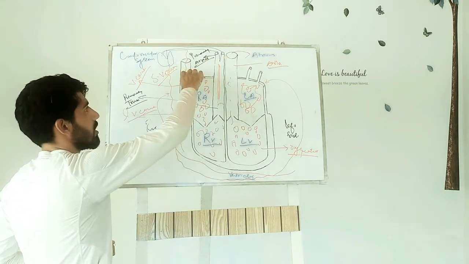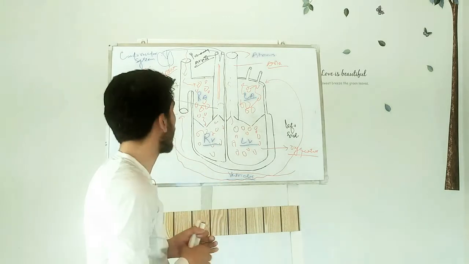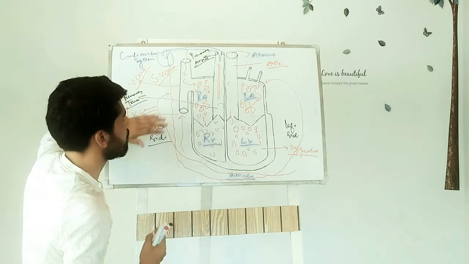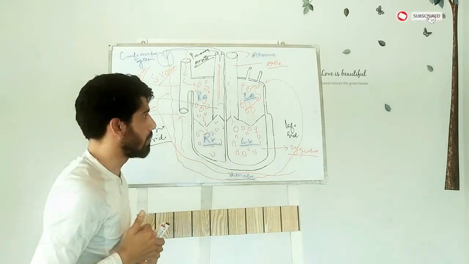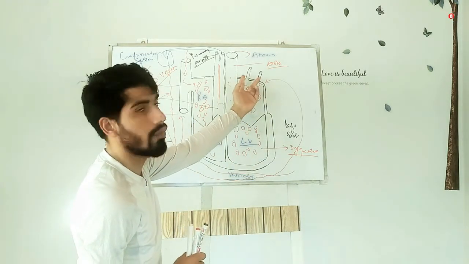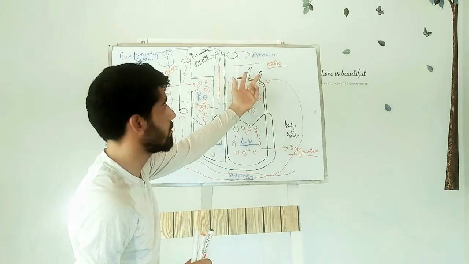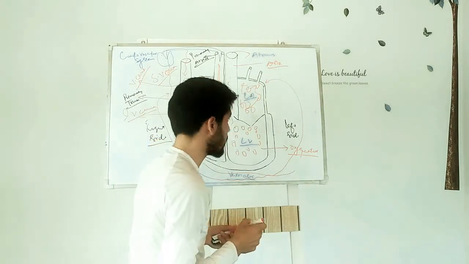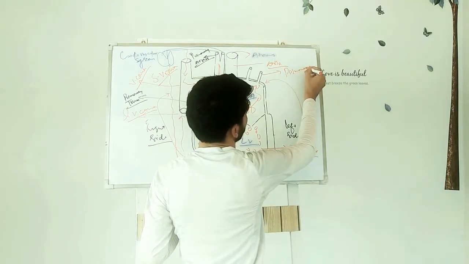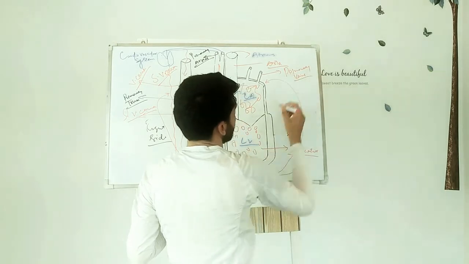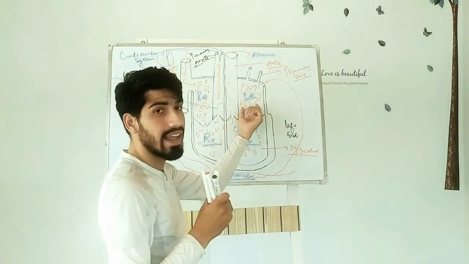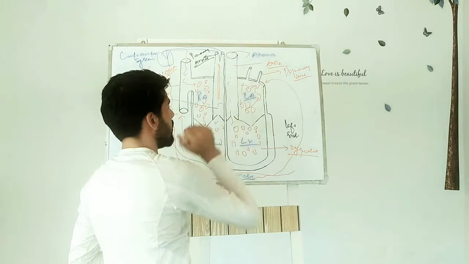Same like here, there are the superior and inferior vena cava. The superior vena cava brings the blood from the upper part of the body, and the inferior vena cava brings the blood from the lower part of the body. Same in this case, in the left atrium, there are four vessels. These four vessels are called pulmonary veins. These pulmonary veins bring the blood from the lungs and the blood comes into the left atrium.